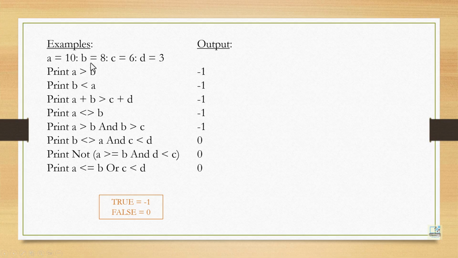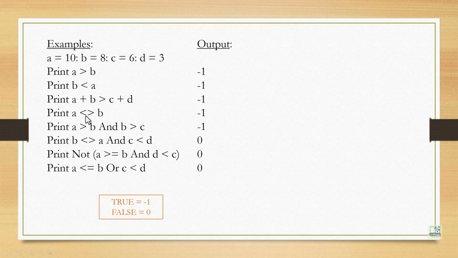A is 10, B is 8, C is 6, and D is 3. If I print A greater than B, 10 greater than 8 is true, so it will print -1. Then B less than A, meaning 8 less than 10, again true, it will print -1. Then A plus B greater than C plus D. Do the arithmetic first. A plus B means 10 plus 8, 18. C plus D means 6 plus 3, 9. So 18 greater than 9, true. It will print -1.